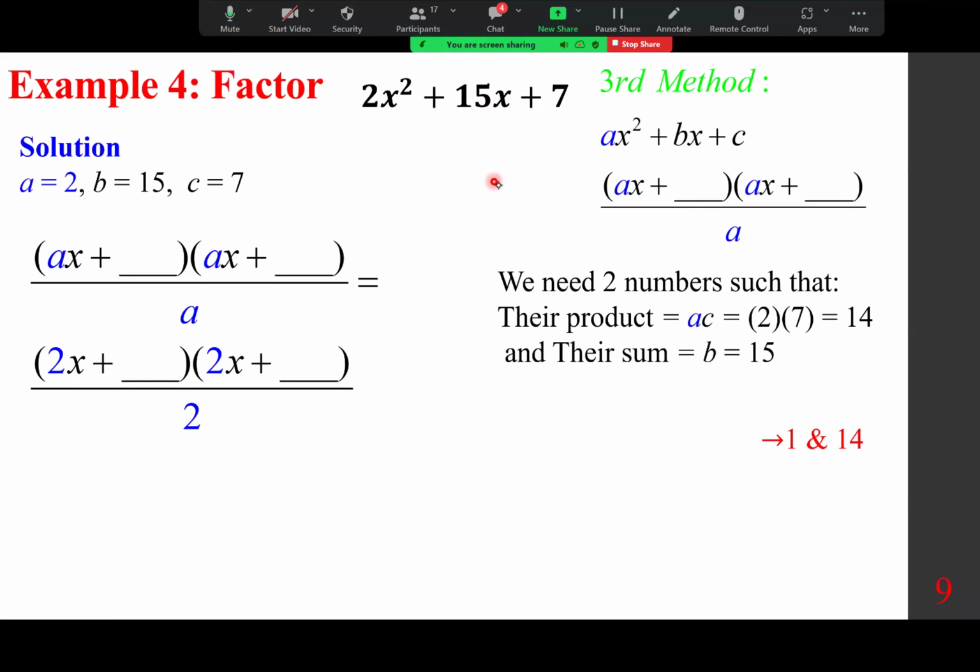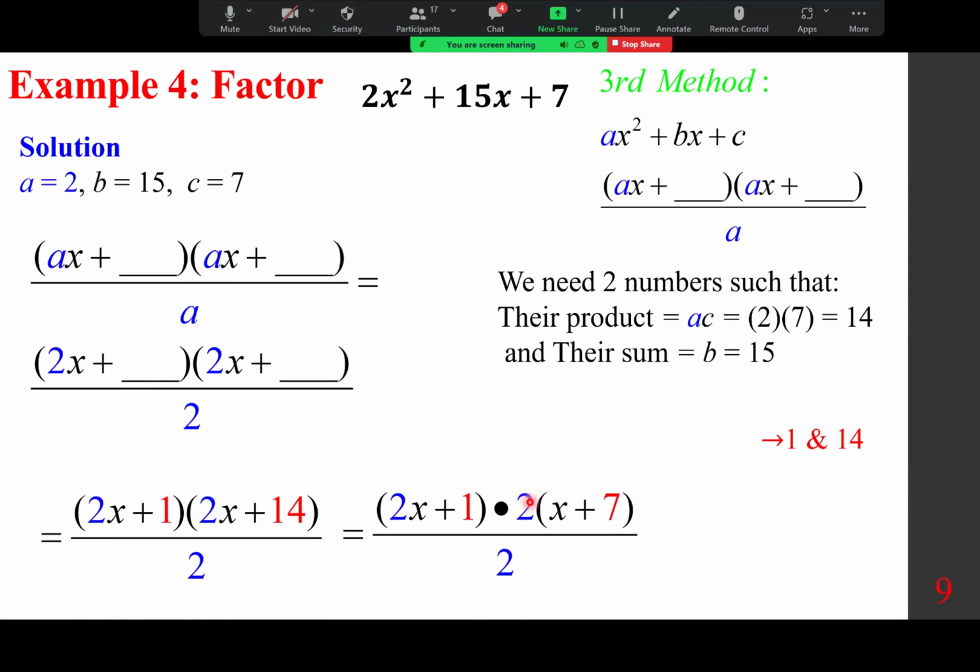Now we don't need to. Just plug in 1 and 14 anywhere you want because both of them are over 2x. Now, the denominator must go away. If it doesn't, you've made a mistake somewhere. As you can see right here, I can take the common factor of 2. I get x plus 7. These 2 cancels out these 2. And the answer is 2x plus 1 times x plus 7 in any order. This is probably the fastest one.